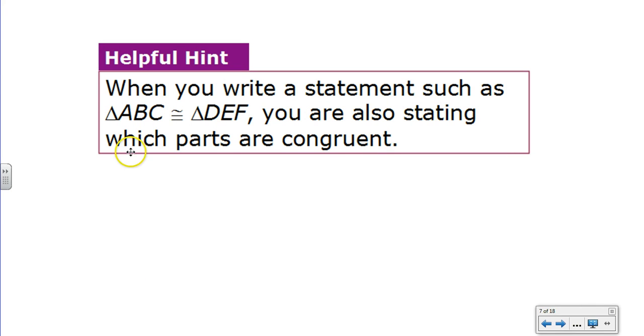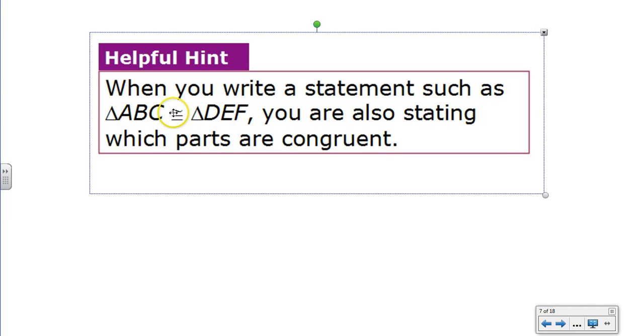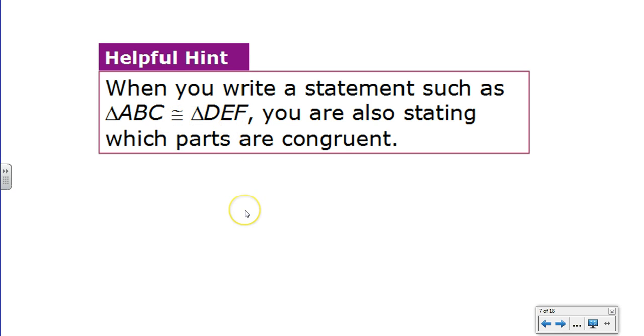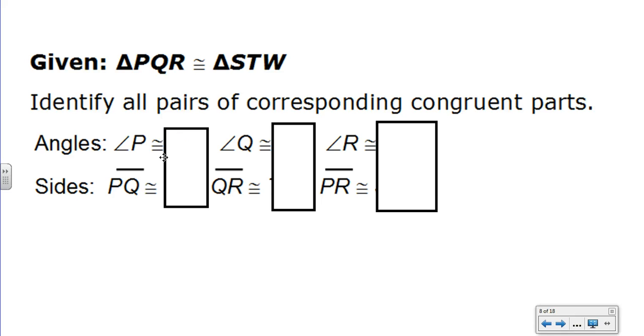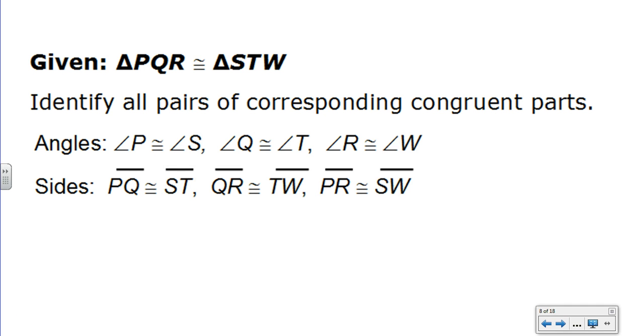So as we've said, when you write a statement such as triangle ABC is congruent to triangle DEF, you are stating which parts are congruent. So which angle is congruent to angle C? Angle F, that's correct. And which segment is congruent to segment FE? CB, very good. So without even looking at the image, given triangle PQR is congruent to triangle STW, identify all pairs of corresponding congruent parts. Pause and come back and check your work. You should have these corresponding parts.